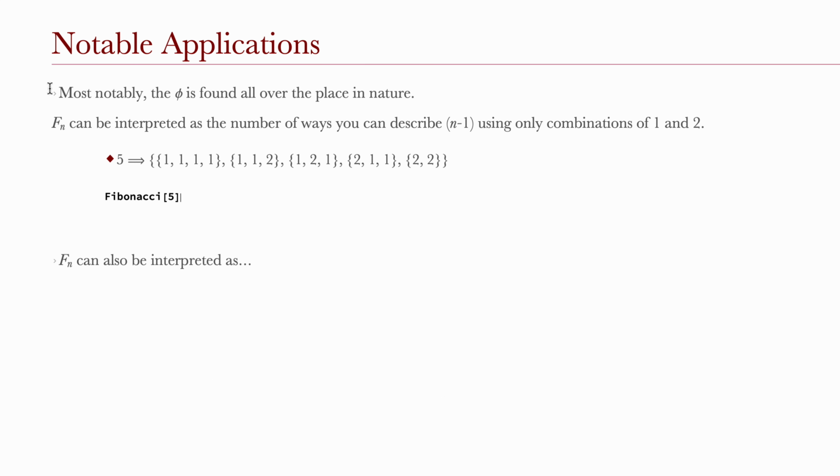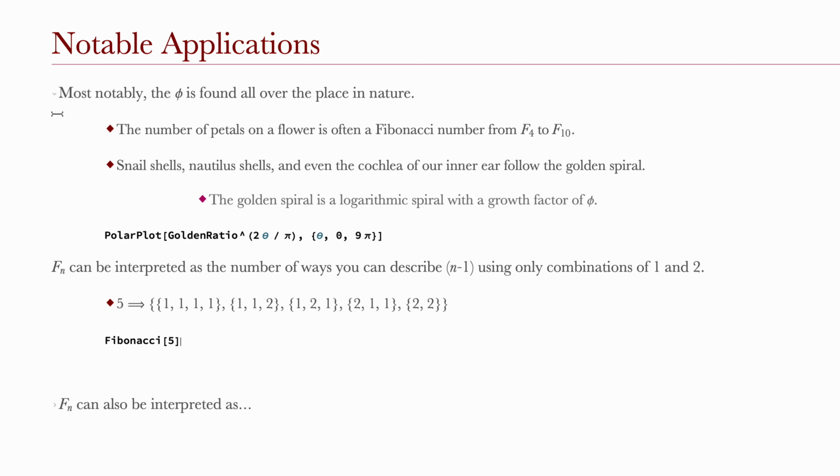Moving on, we can look at some notable applications of the Fibonacci sequence. Most notably, the number phi is actually found all over the place in nature. For example, the number of petals on a flower is often a Fibonacci number ranging from f sub 4 to f sub 10. Along with that, snail shells, nautilus shells, and even the cochlea of our inner ear tend to follow the golden spiral. And the golden spiral is just a logarithmic spiral with a growth factor of phi.